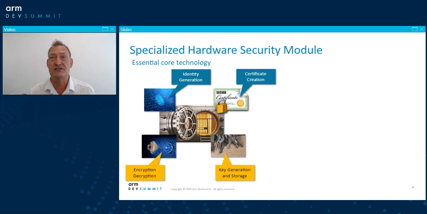And in order to do our transfer to production, we need to be able to encrypt things, and we need to be able to decrypt them at the other end so that they can be used on the final product during manufacture. And very importantly, we need to be able to create an identity for that individual product.